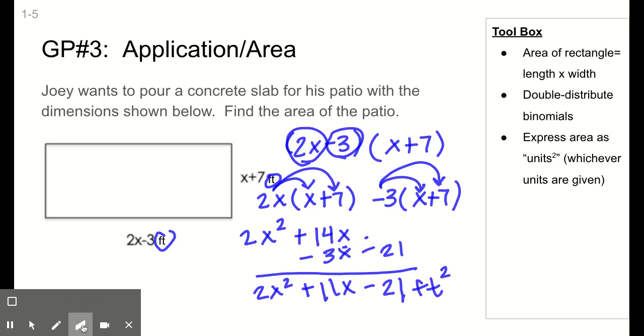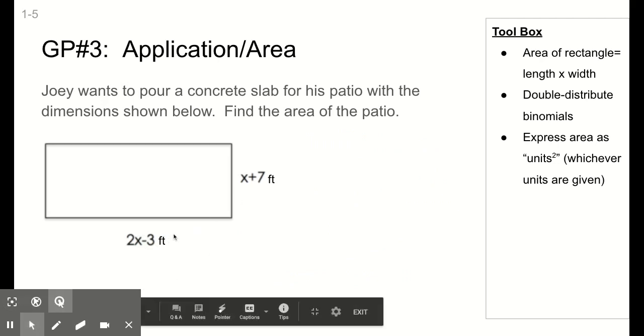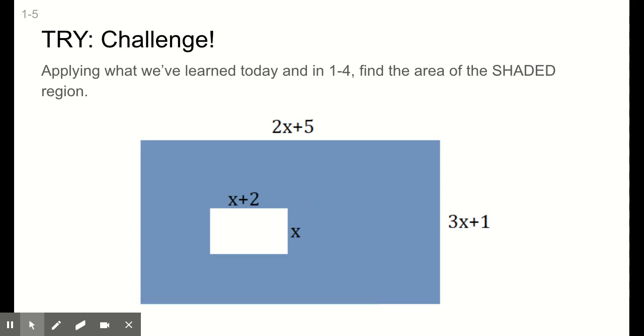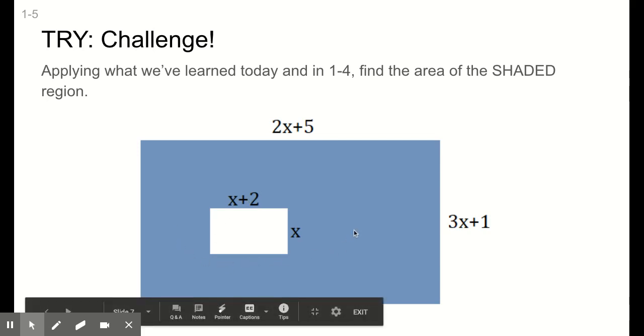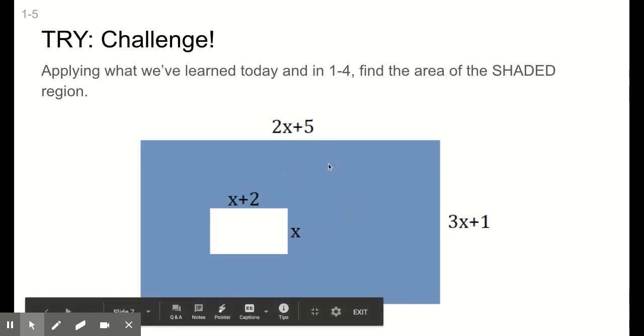Now, the last thing I want you guys to do is I want you to do this challenge question I have here on the next slide. So applying what we've learned today, and in section 1.4, find the area of the shaded region of the shape that you see here. So just this shaded region. So I want you guys in your notes to do your very best to try to find the area of just the shaded region, and we're going to talk about this in our next meeting.